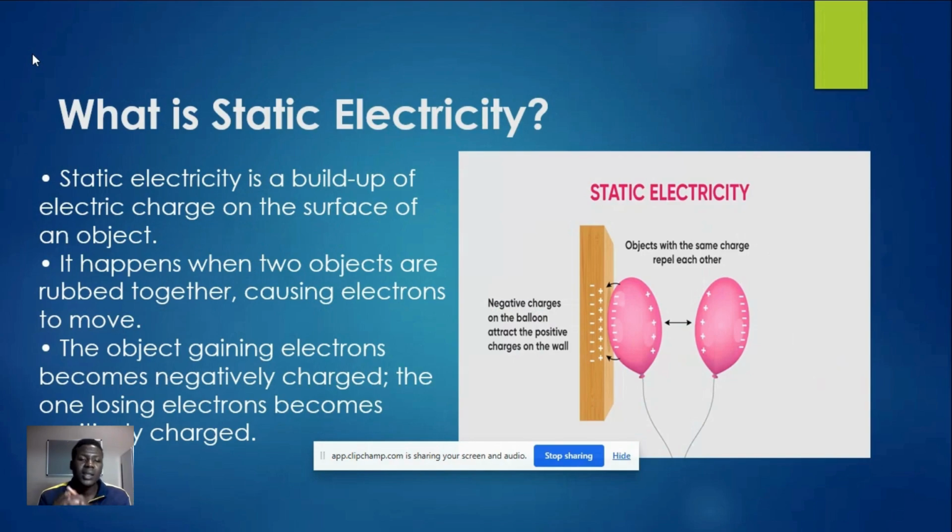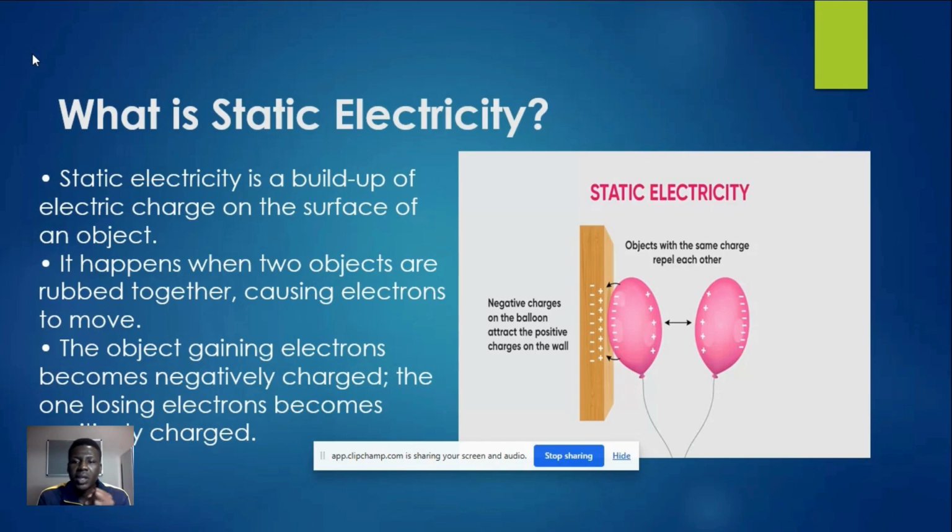Static electricity is the build up of an electric charge on the surface of an object. It happens when you rub two materials together, causing the electrons to move. The object gaining the electrons becomes negatively charged, while the one that loses its electrons becomes positively charged.